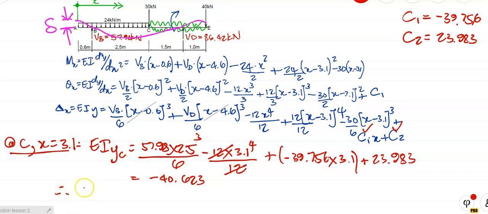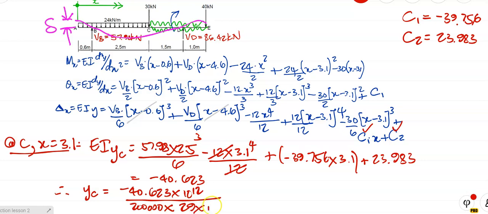So therefore, y at C is equal to all of that, 40.623, multiplied by our conversion factor of 10 to the power 12, and I divide it over EI. What's E? E is 200,000 newtons per millimeter squared. What's I in this case? I is 29 times 10 to the power 6 millimeters to the fourth. And if I work all that out, I get a negative value of exactly 7 millimeters.